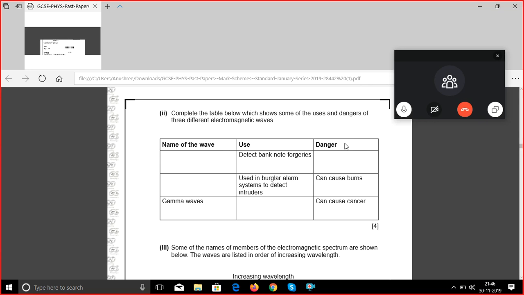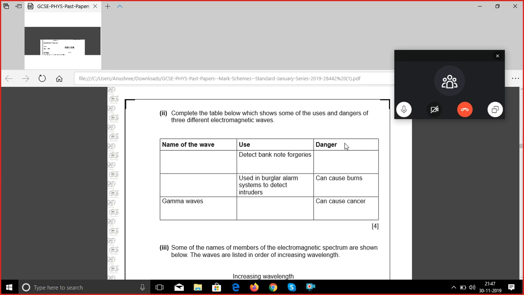The name of the wave which detects banknote forgeries. Oh, ultraviolet. Yes. The danger it can cause: burns. Yeah, it can cause burns. Using burglar alarms to detect intruders, it's infrared. Yes, that's correct.